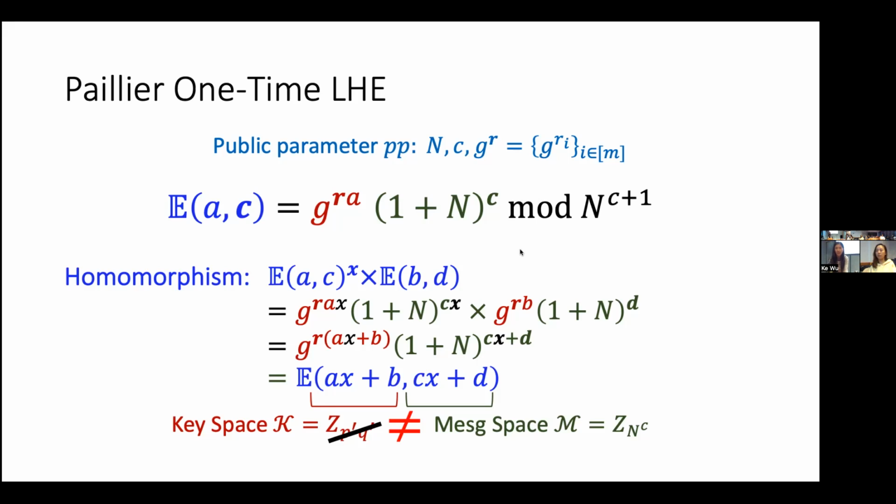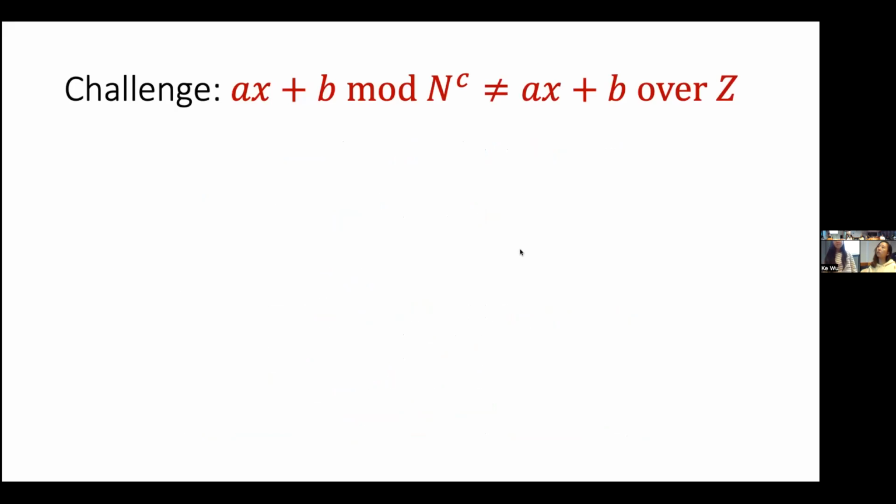What you should be thinking about is that during the evaluation, I'm doing this information theoretic garbling, and that will give me ax plus b mod n to the c. And I want to use that as a key to decrypt. But I can't, because ax plus b mod n to the c is not necessarily the same as ax plus b over Z, right? That's always the problem that comes and bites us.